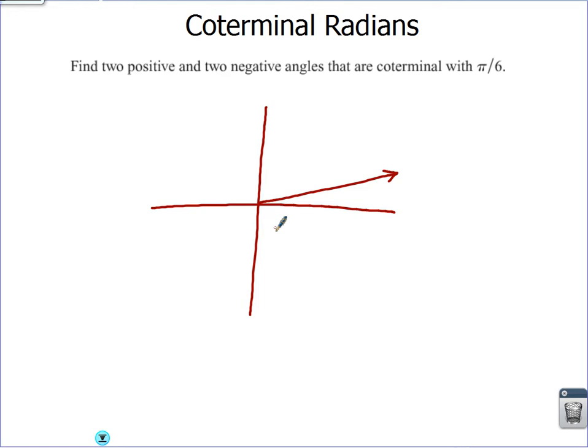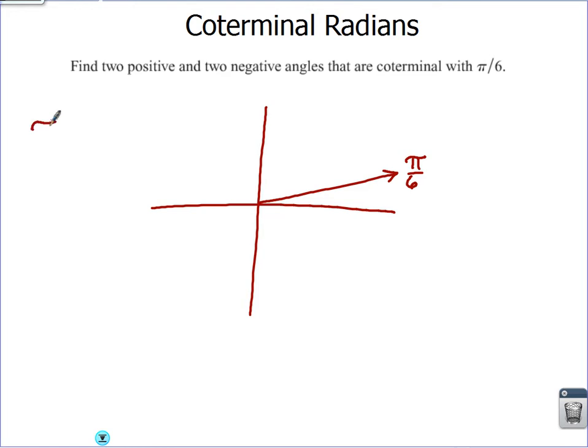But the problem is, what if you have something like pi over 6? To take pi over 6 and add a rotation or take away, one way of doing it is to change them to degree measures and then add your rotations or take them away, that's fine. Another way, though, it says find two positive and two negative angles that are coterminal with this. When you're dealing with radian measures, instead of adding or taking away 360 degrees, you add 2 pi and you take away 2 pi. Because again, 2 pi is 360 degrees.